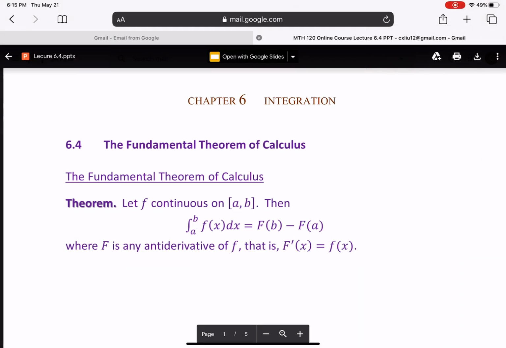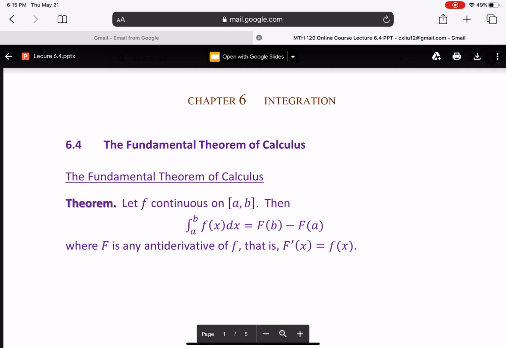Hello, today we're going to discuss 6.4, the fundamental theorem of calculus. In previous sections of this chapter, we introduced the two types of integrals, the indefinite integral and the definite integral. We know the indefinite integral is the family of all antiderivatives of a function, and the definite integral is the area under the curve. But we have not developed a scheme to evaluate definite integrals.